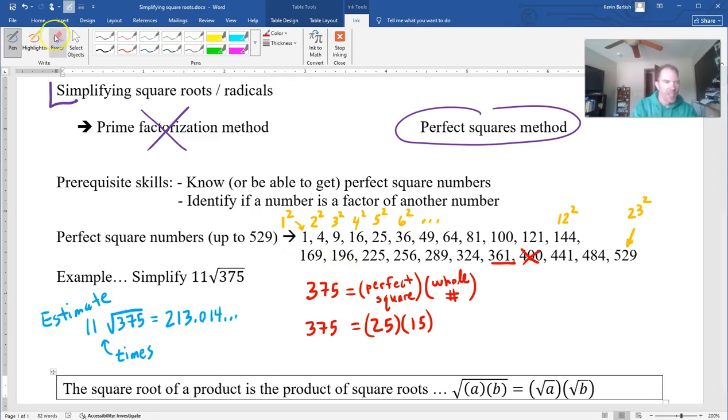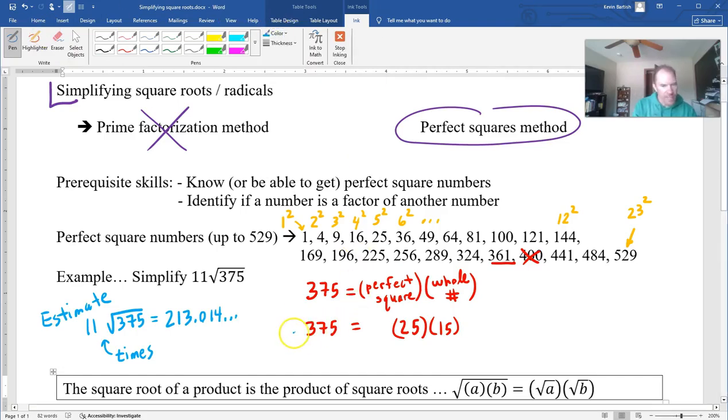So, I meant to give myself a little bit more space there because we're going to have to bring that 11 in. So I'm going to give myself a little more space. So 375 can be broken down to 25 times 15. But there's a couple other things we're missing right now. First of all, remember, it wasn't just 375, it was the square root. So the square root of 25 times 15. But then also remember we had that 11. So let's bring that 11 in. So it's 11 times all of that.